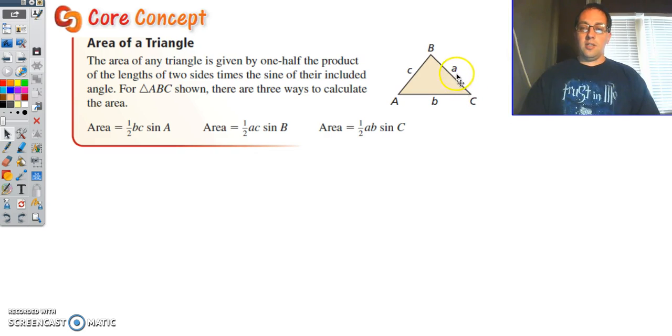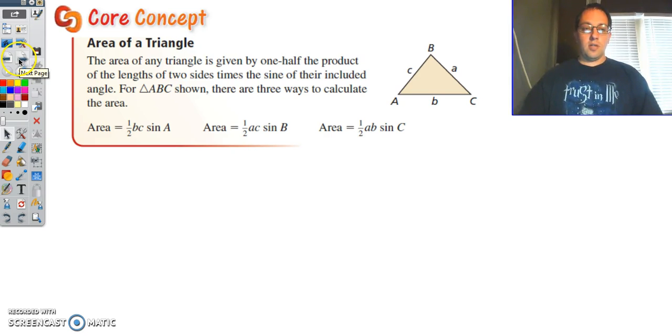Now notice in each case what we have: B, C, angle A; A, C, angle B; B, A, angle C. This is side, angle, side. So you have to have two sides and the angle in between those two sides. And if you have that, then you can find the area of any triangle. It doesn't matter what it is.